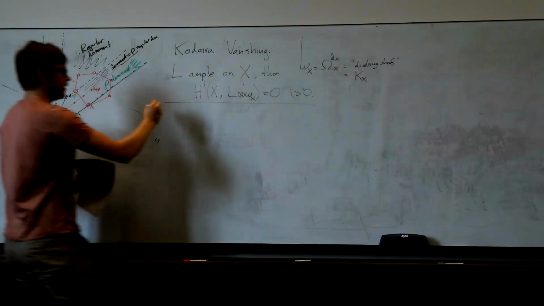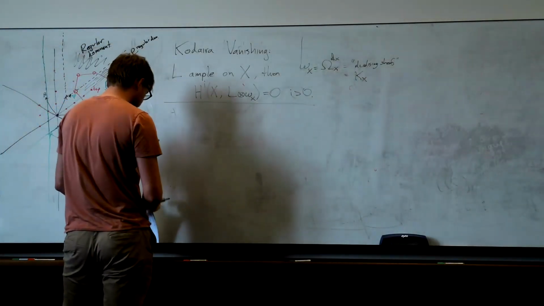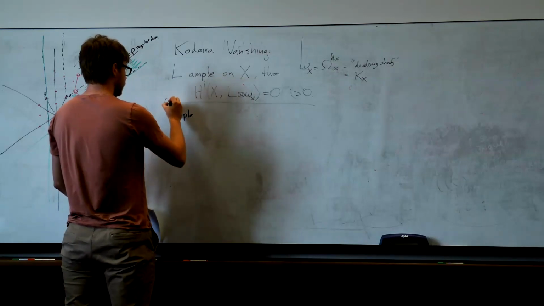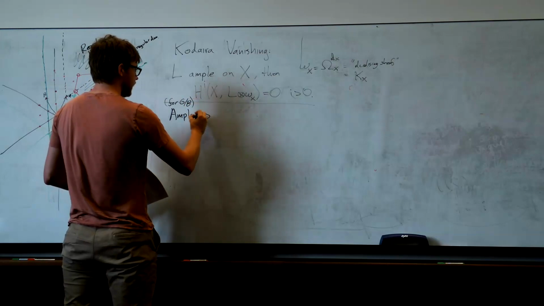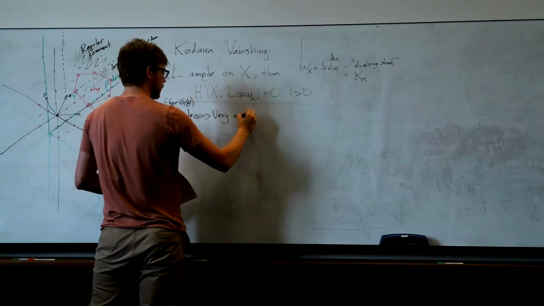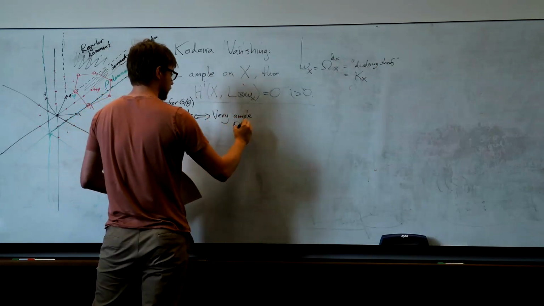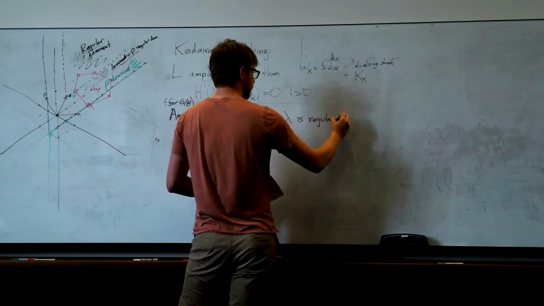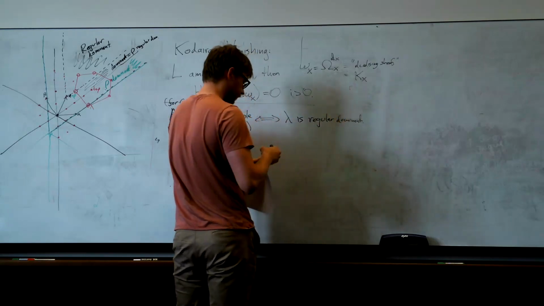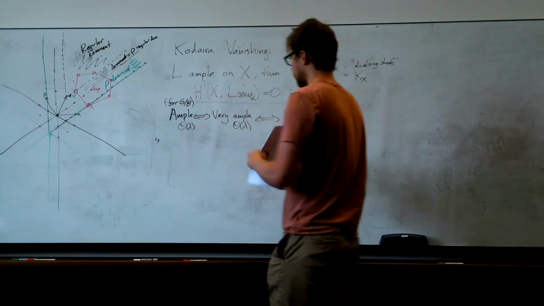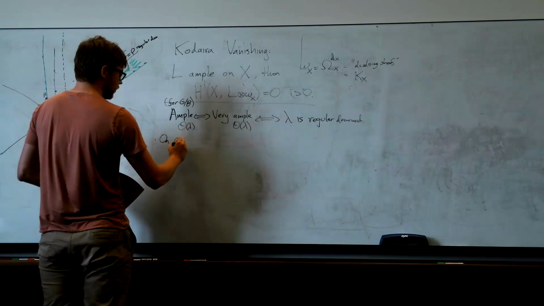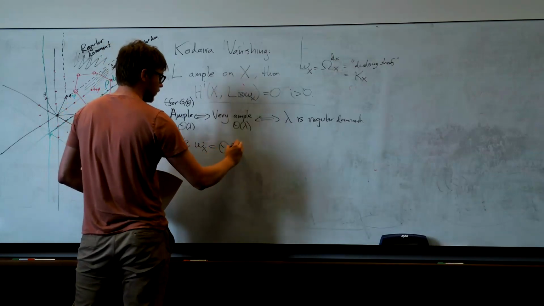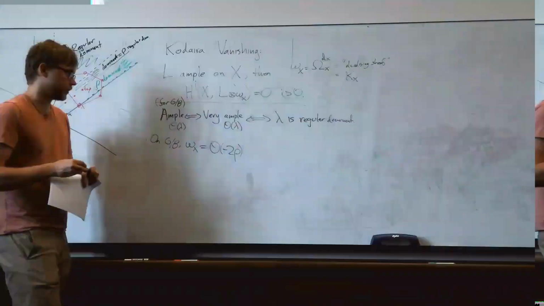So in this picture, ample. So this is G mod B, ample if and only if very ample, if and only if lambda is regular dominant. Okay, so great. And now on G mod B, the canonical sheaf is O of minus two rho. So this is just a computation you can check.